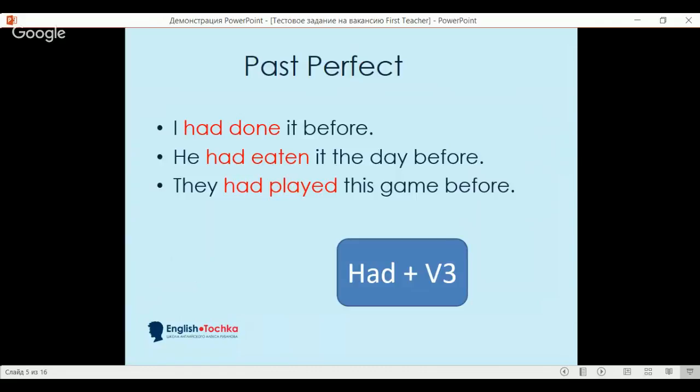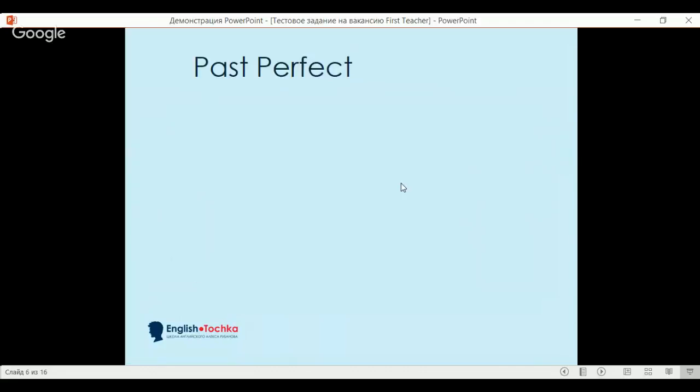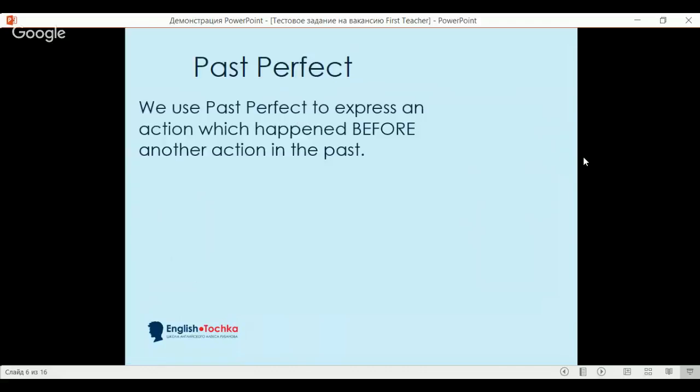For example, a regular verb: cook, cooked, cooked. 3 forms. Irregular verb: come, came, come. Came is the second form, and here is come, the third form. Okay. And where do we use past perfect and when? We use past perfect to express an action which happened before another action in the past.